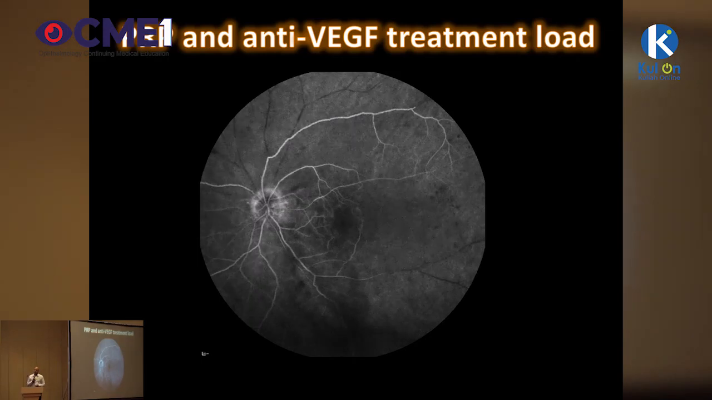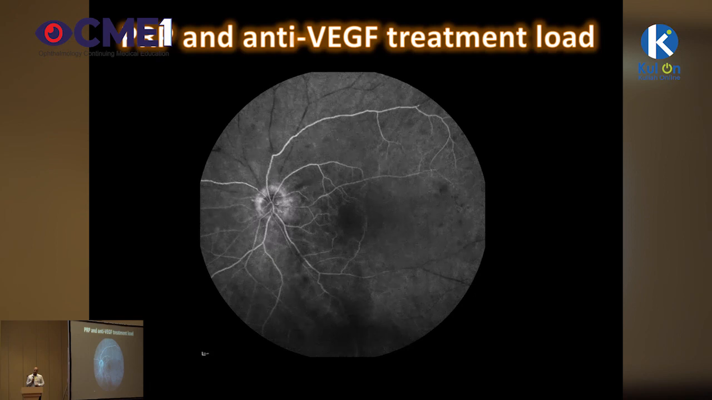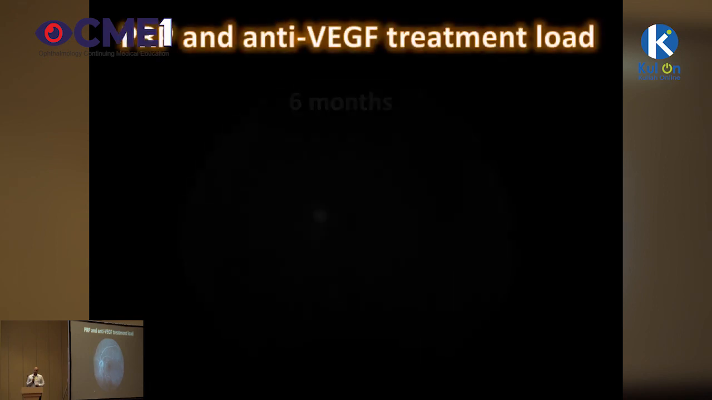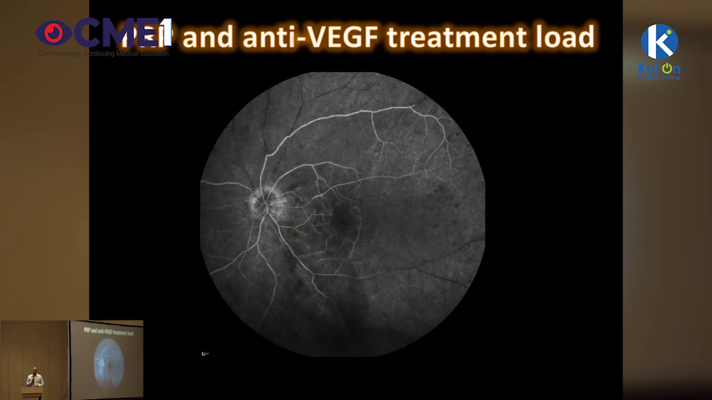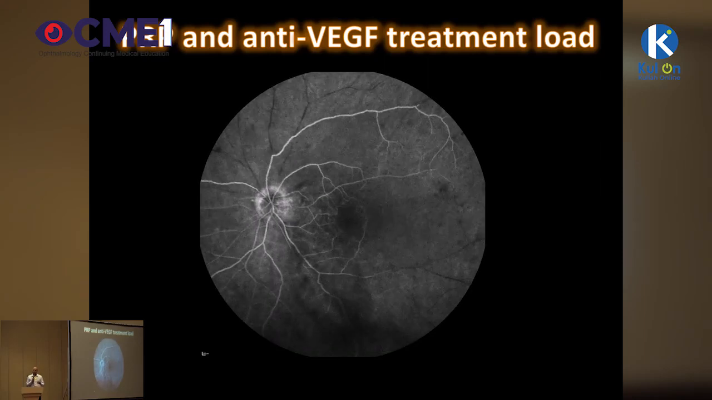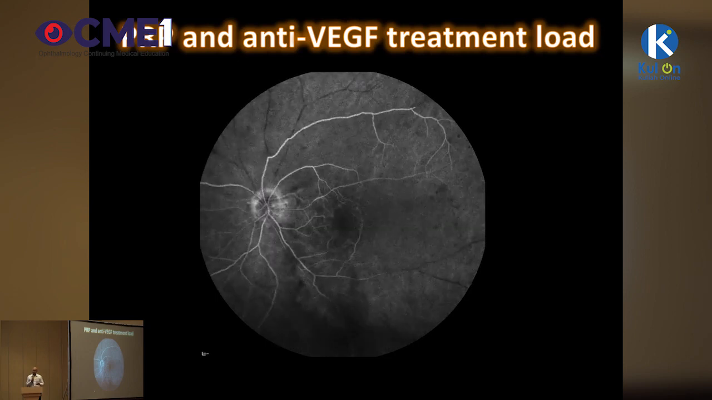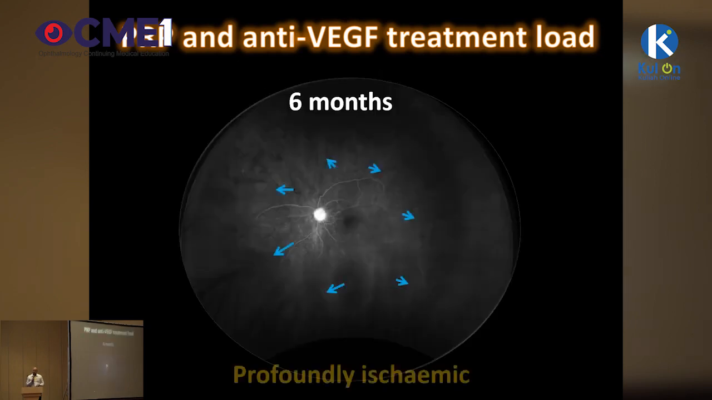Could you play the video, please? So I've started the video midway through the angiogram, but you can see that in this patient there is a very slow transit of the dye through the retina. Even after 2 minutes, the retina hasn't filled. It's that slow. So what I did was, I did an ultra-wide field angiogram and showed that it was very ischemic, even after treatment with 6 injections.